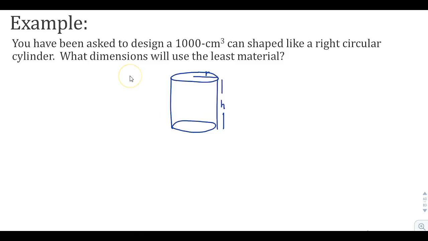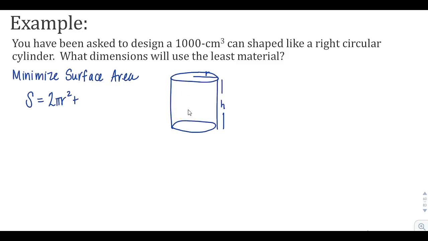And what we're trying to do is minimize surface area. So the surface area, I'm going to call S for surface area. I have to write an equation that represents the surface area of this right circular cylinder. So the top and the bottom are both circles, so the area of a circle is pi r squared, but there's a top and a bottom, so 2 pi r squared, plus the surface area is the entire can all the way around.